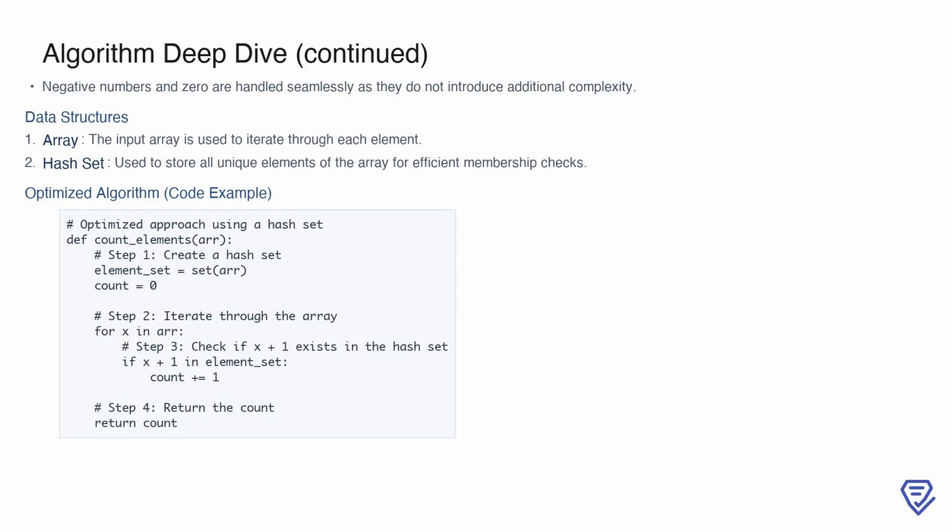To see this approach in action, here's a Python implementation. First, we create a hash set from the input array. Then, we initialize a counter to 0. As we iterate through the array, we check whether x plus 1 exists in the hash set for each element x. If it does, we increment the counter. Finally, we return the counter value. This code highlights the simplicity and efficiency of the optimized approach, with clear steps and minimal computational overhead. The use of the hash set ensures that our solution is both elegant and scalable.